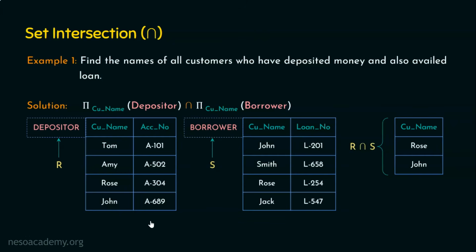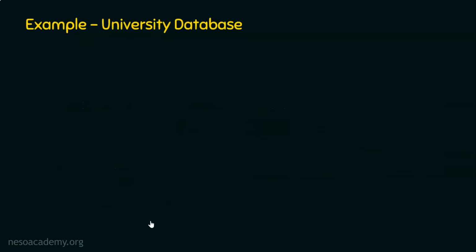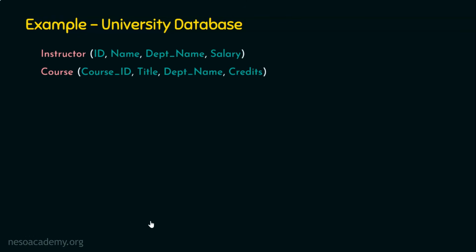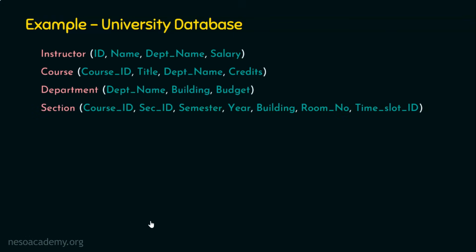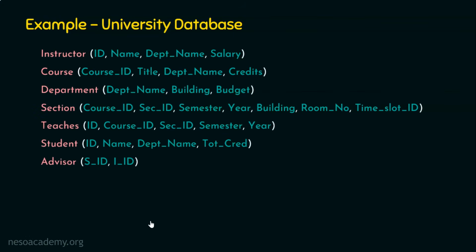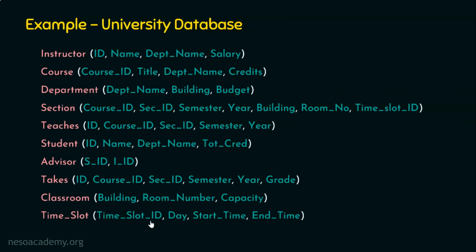Now let's proceed with the example that we have been dealing with in the previous presentations, the formal example which deals with the university database. What about the database schema? It has multiple relations: the instructor relation, the course relation, the department relation, the section relation, the teachers relation, student relation, advisor relation, takes relation, classroom relation, and the time slot relation. Now let's focus on the formal example.